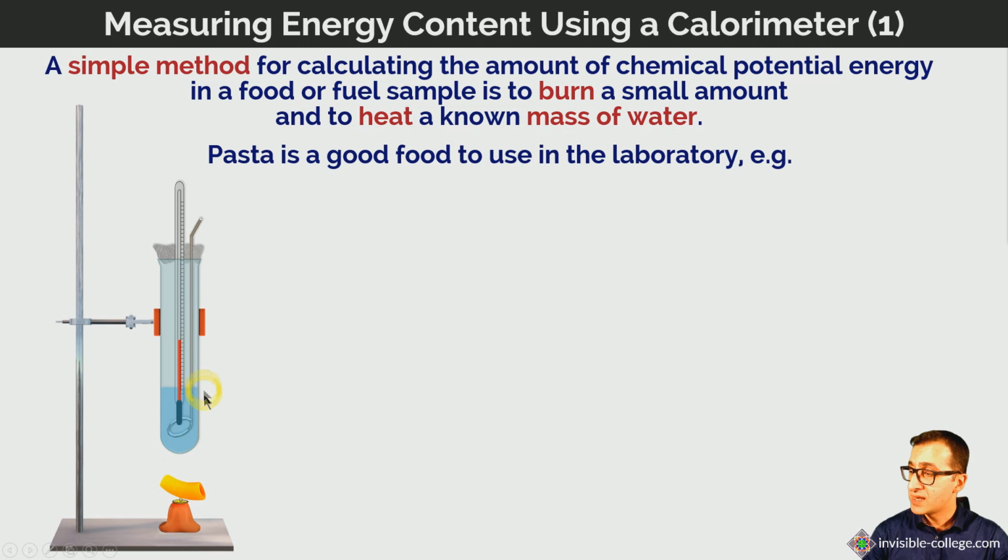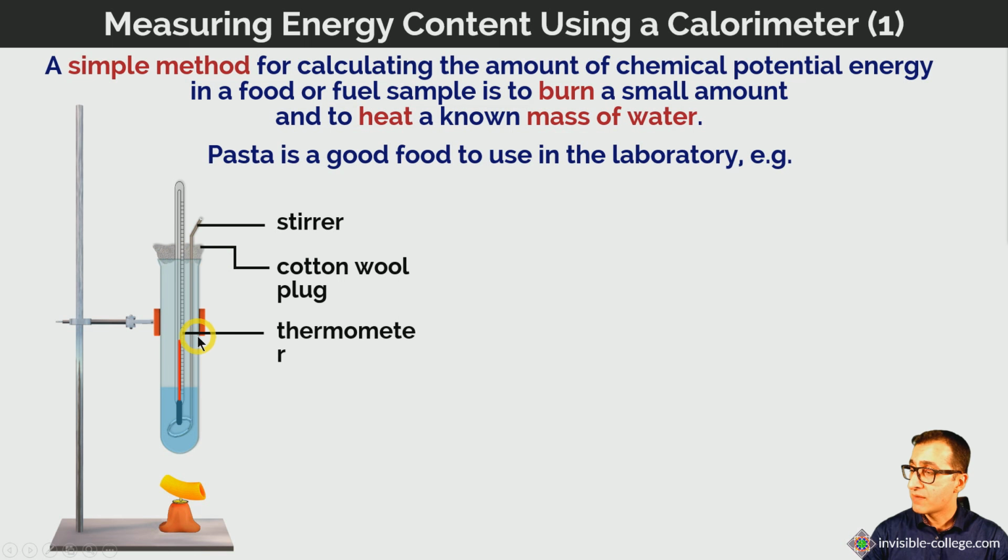Now what we also have here is this loop of metal here, which we can grab onto at this end. This is a stirring rod. We can simply raise this up and down through the water to keep it stirring, to distribute the thermal energy evenly through that volume of water. We have a cotton wool plug here, and we also have a thermometer to monitor the rise in temperature which is achieved by the burning of the fuel.